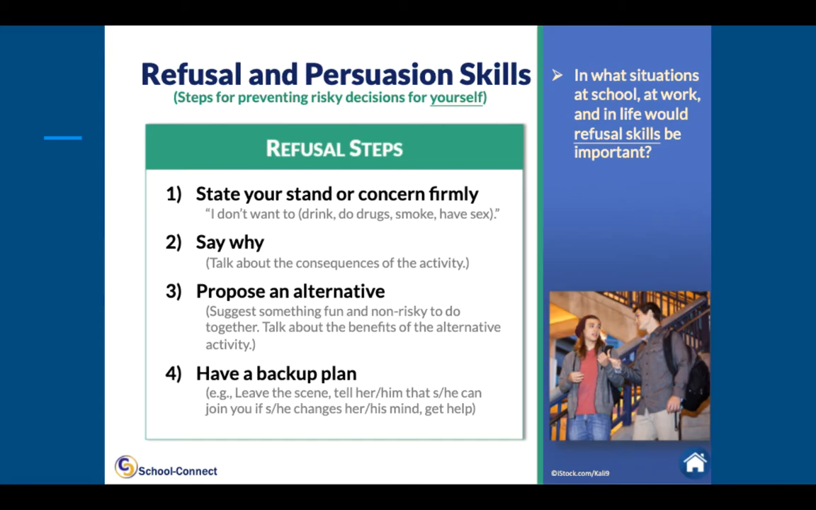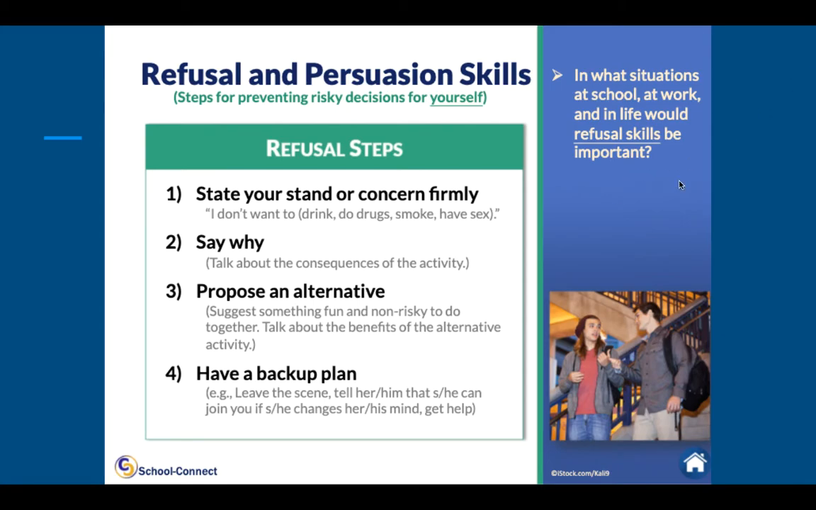And then if all fails, have a backup plan. Like, what will happen if everything else doesn't work? What's your backup plan to kind of step away from that? So it gives you a little detail into it. It gives you some examples, so you can read those, of course.